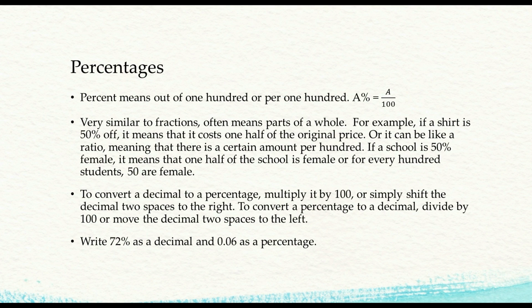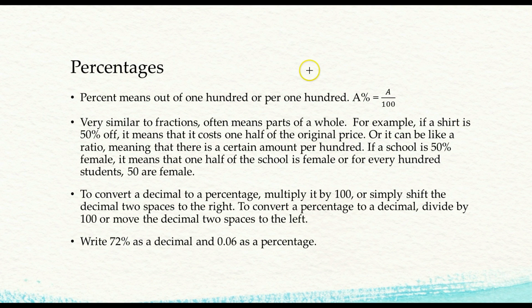If a school is 50% female, it means that 1/2 of the school is female, or for every 100 students, 50 are female. To convert a decimal to a percentage, multiply it by 100, or simply shift the decimal 2 spaces to the right. To convert a percentage to a decimal, divide by 100, or move the decimal 2 spaces to the left. So, write 72% as a decimal.